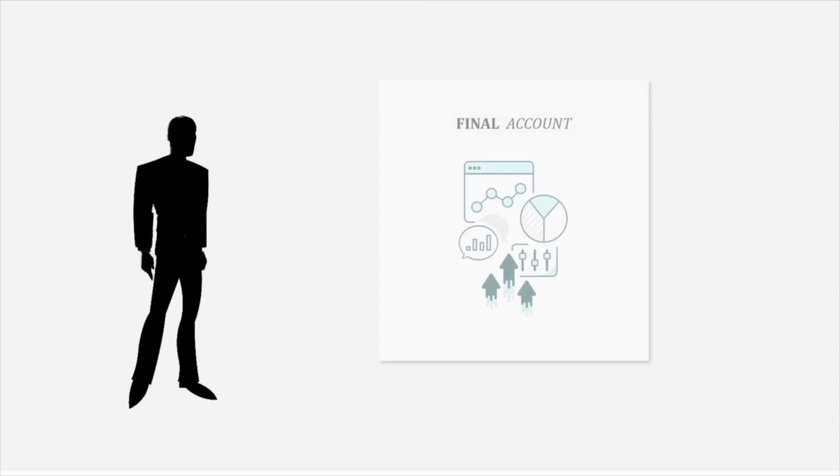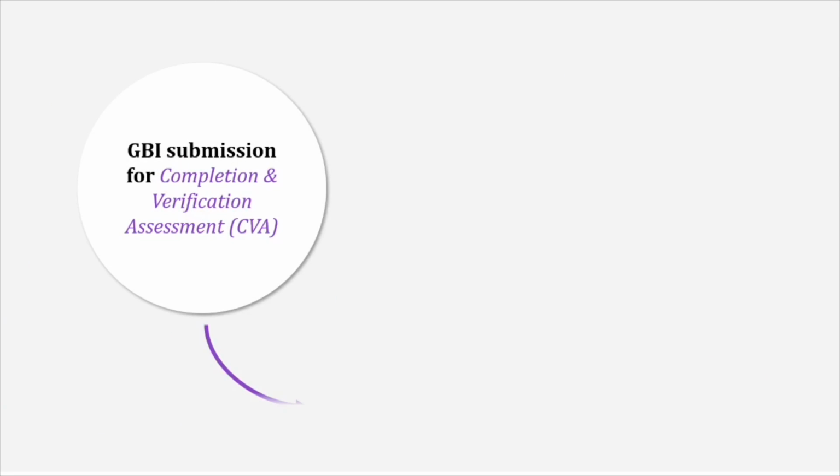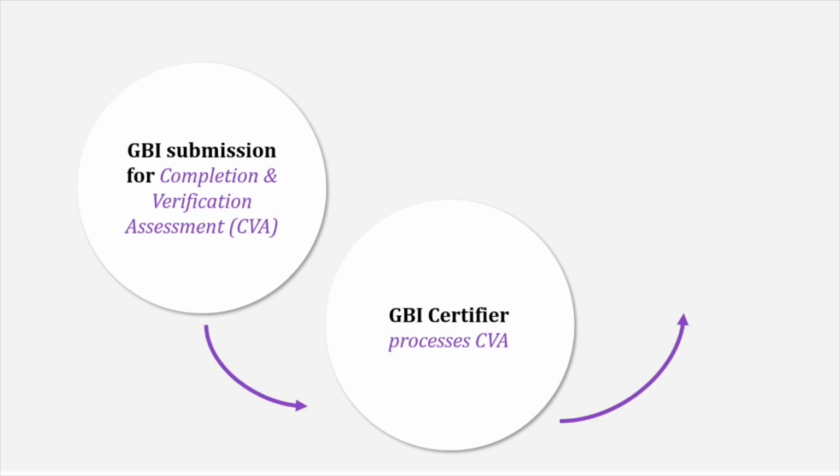The architect will prepare the final account of the project and make the final payment to the contractor, which signals that the project is finally done. This will then be followed with the GPI submission for completion and verification assessment for the GPI certifier to check the completed project and inform the results. If the completed bungalow is done properly according to the assessment, the project will be certified.